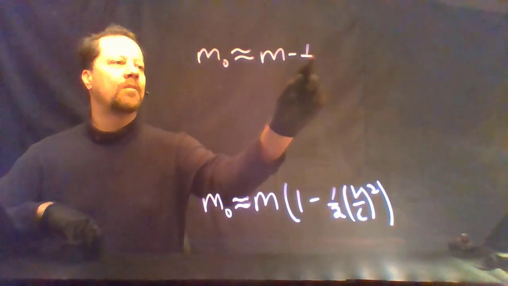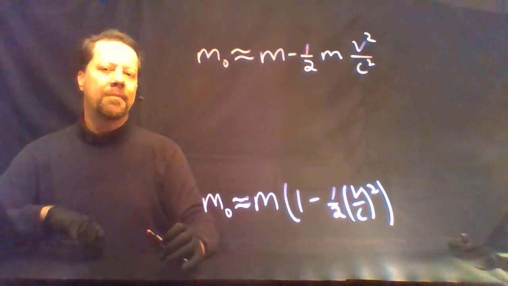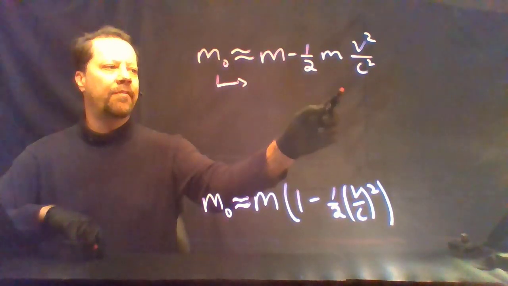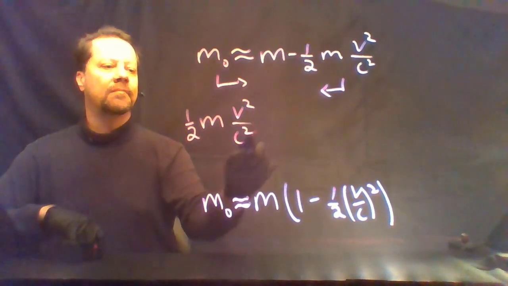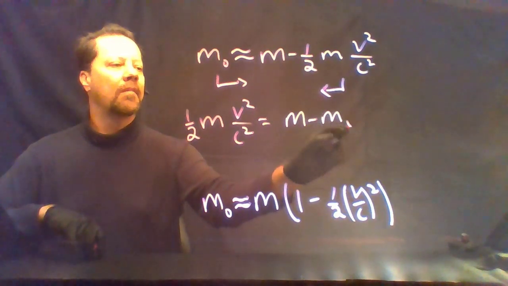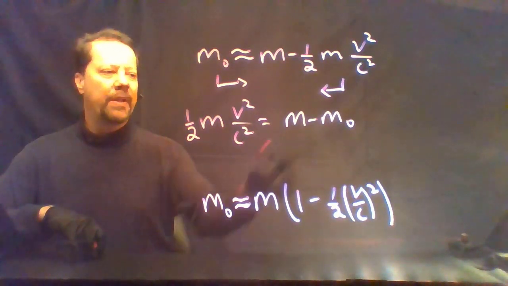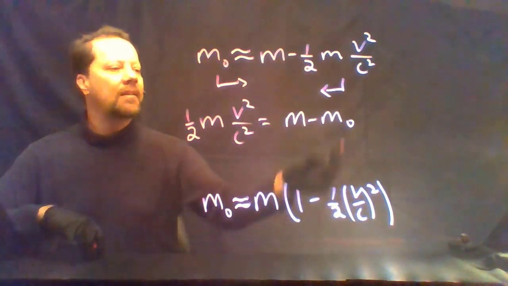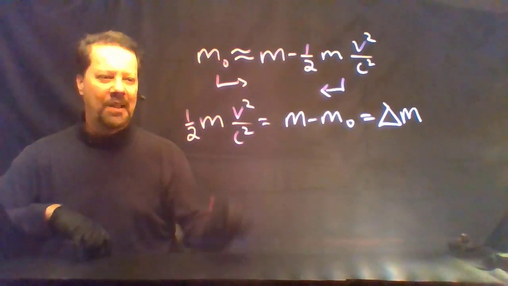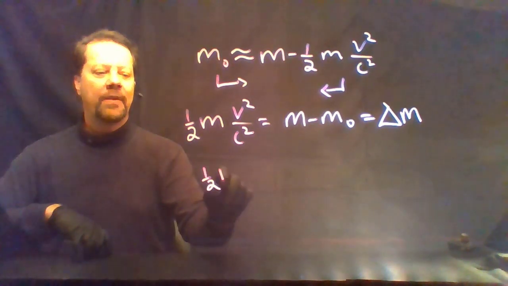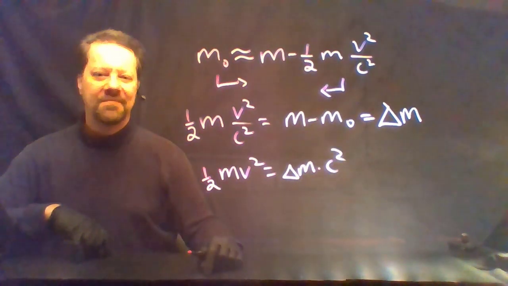Distributing the m, we'll have 1/2 m v squared over c squared. Let's move some terms around. Let's move this term over there and this term over here. m minus m naught is the change, the difference between the rest mass and the relativistic mass. Let's denote that by delta m. Multiplying both sides by c squared, we have 1/2 m v squared is delta m times c squared.